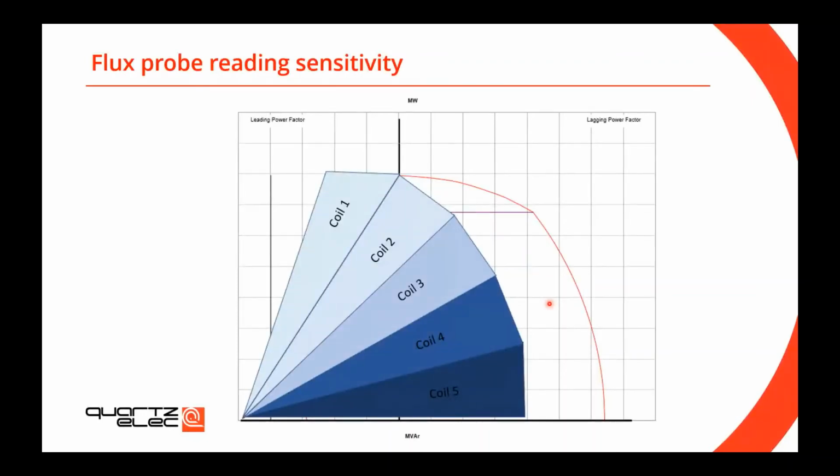So in simple words, when you think about it, that's your capability diagram. And if you want to measure with the highest sensitivity of coil 1, you have to go slightly into the leading power factor. And then coil 5, you go down with the power and you just go through coil 5, 4, 3, 2, and so on. So this is how simple it is, but I want you to remember that the sensitivity of the reading changes with the power. All right?